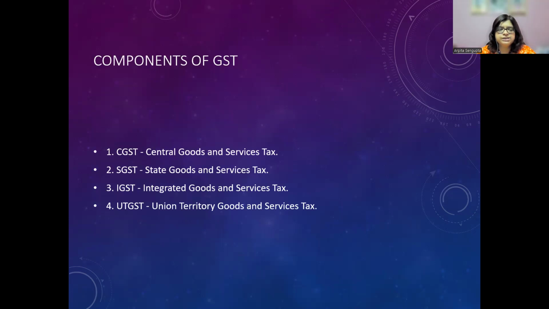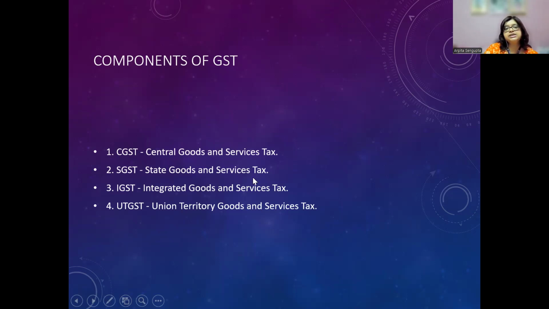Now, what are the components of GST? Under GST, we have the following taxes. CGST, that is Central Goods and Services Tax, SGST, that is State Goods and Services Tax. Whenever goods or services are supplied within the same state, the tax rate is divided into two tax components, that is CGST and SGST. That is Central Goods and Services Tax and State Goods and Services Tax.